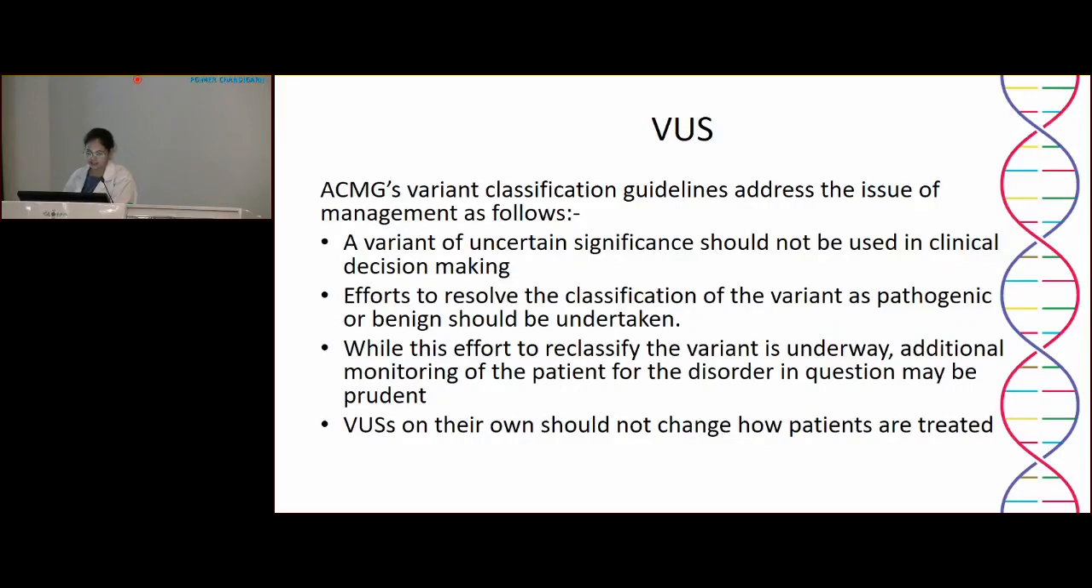It is very difficult to decipher a VUS. However, I can give you the guidelines of what ACMG says about deciphering or managing a VUS. The ACMG says that a variant of unknown significance should not be used in clinical decision making. Rather, efforts to resolve the classification of the variant as pathogenic or benign should be undertaken. While the effort to reclassify the variant is underway, additional monitoring of the patient for the disorder in question may be prudent, and a VUS on its own should not change how the patient is treated.